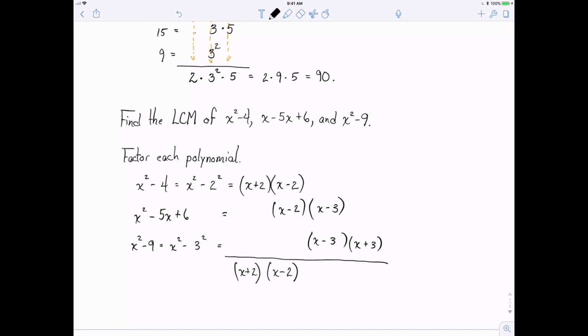When we come to the next column, we have x minus 3's. The first polynomial has none, but the next two each have 1, so we need 1. And finally, when we come to the last column, x plus 3, we have 0 in the first polynomial, 0 from the second, but we have 1 from the third. So we need 1 x plus 3. And this, the product of all 4 of those binomials, is the lowest common multiple.